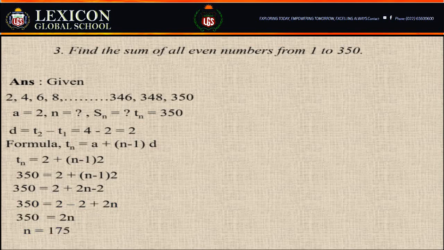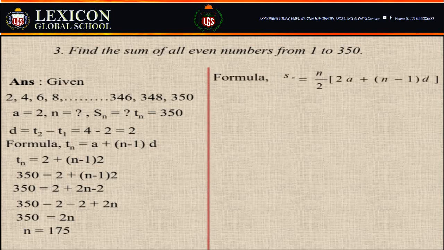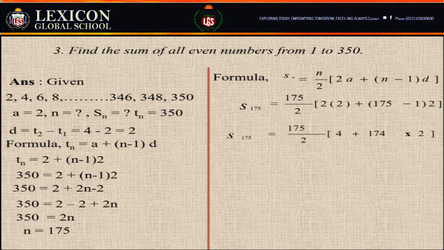Now, since we have got the value of n, that is 175, we are going to substitute it in the formula of Sn. So your formula is Sn is equal to n upon 2, 2a plus n minus 1 d. Now, instead of n, what are we going to write? 175. So S175 is equal to 175 upon 2, 2 into 2 plus 175 minus 1 into 2. Solve the brackets first. S175 is equal to 175 upon 2, 2 twos are 4 plus 174 into 2.